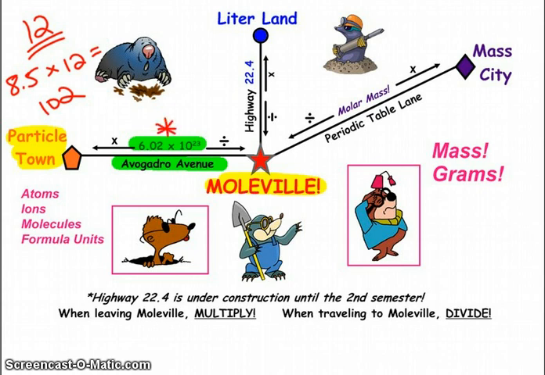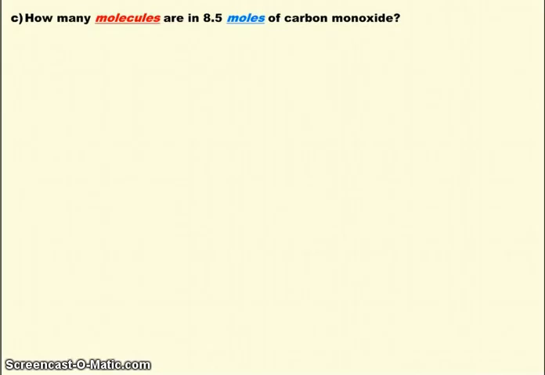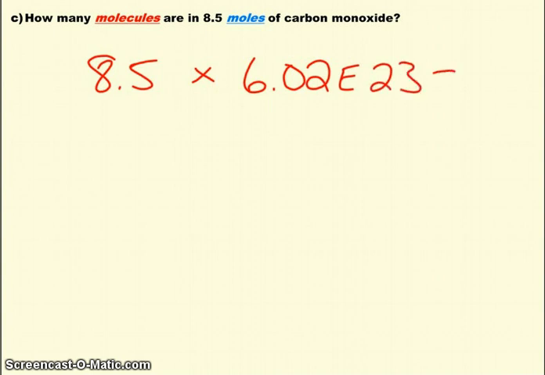the 23rd. So when we look at this first problem, how many molecules are in 8.5 moles of carbon monoxide, it's the same question, just in chemistry terms. So if I have 8.5 moles of carbon monoxide, if I multiply by Avogadro's number, that will tell me how many particles, how many molecules I have.